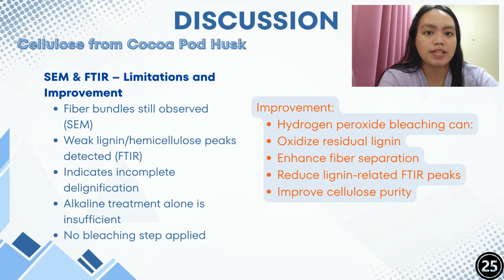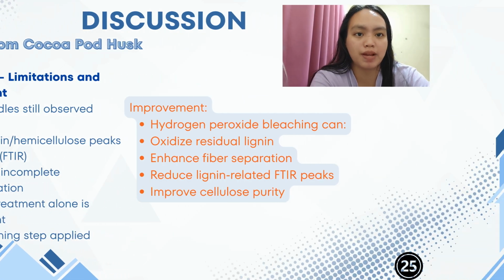However, the SEM images still show the presence of fiber bundles, and the FTIR analysis detects weak lignin and hemicellulose-related peaks. This indicates that the alkaline treatment alone is not sufficient for complete delignification, mainly because no bleaching step was applied during the experiments. So to improve the results, hydrogen peroxide bleaching could be introduced. Hydrogen peroxide selectively oxidizes the residual lignin chromophores, which would further disrupt the lignin-hemicellulose matrix. This is expected to result in more individualized cellulose fibers in the SEM images and reduce the lignin-related peaks in the FTIR spectra.